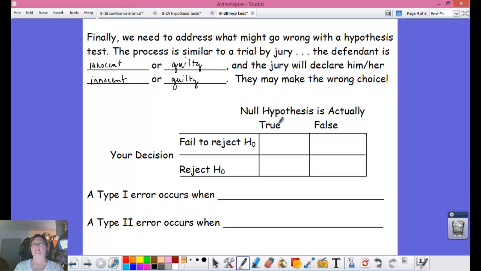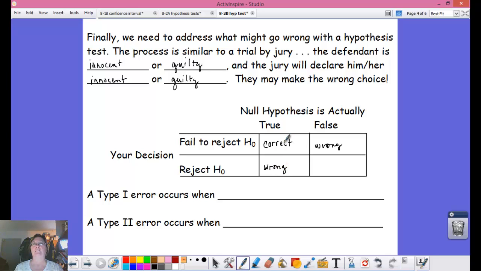Suppose the null hypothesis is actually true and we fail to reject it. It was true and we don't overturn it. That means that we've done the right thing. That's a correct choice. If the null hypothesis is actually false, however, and we fail to reject it, that's wrong. They made the wrong decision. On the other hand, what if the null hypothesis is true and you decide to reject it? If it's true and you overturn it, you also have made a wrong decision.